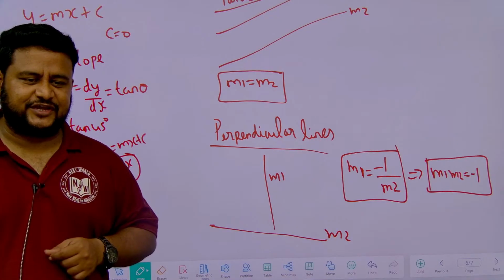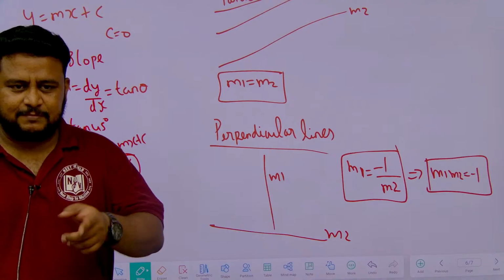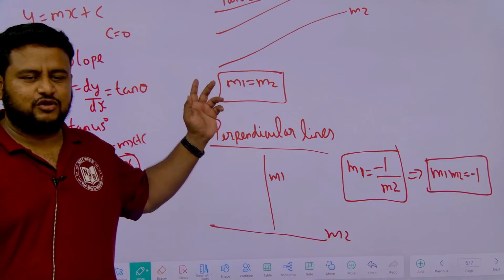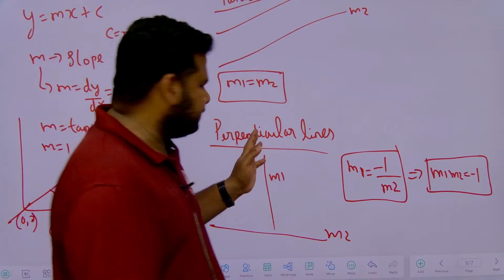Suppose the slope I am getting is 3. If it is perpendicular, the other line's slope will be equal to minus 1 by 3. If it is a parallel line and the slope I am getting is 2, the other line's slope will also be equal to 2. That's it. Okay, clear? Write down this.